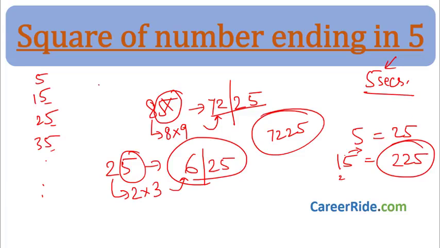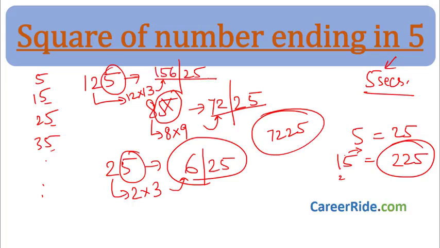This is applicable to a 3-digit number also. If you take, say, 125. Okay, 5 square is 25. 12 into the next number, 13. 12 into 13: 12 12s are 144, plus 12 is 156. So 15625. This is the square of 125. You can check it out. This is another trick which you should remember. It would be very useful.